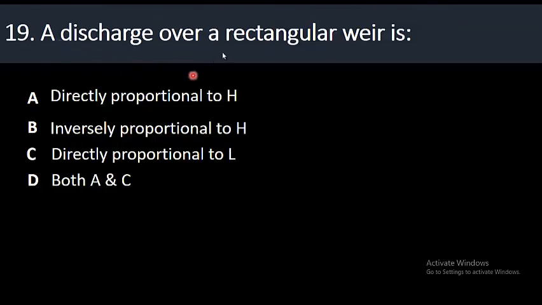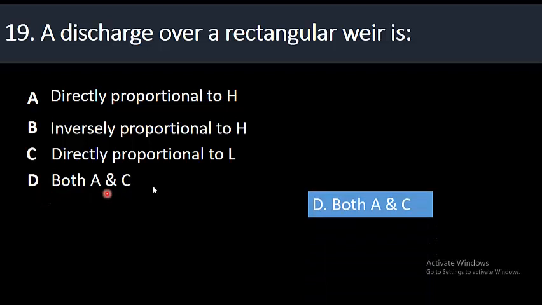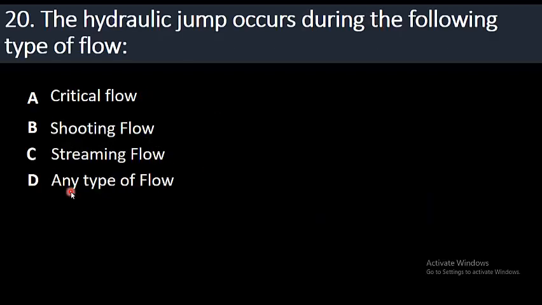Number 19: a discharge over a rectangular weir is directly proportional to h, inversely proportional to h, directly proportional to L, option D both A and C. The right answer is both A and C, option D. That is, a discharge over a rectangular weir is directly proportional to h and L. The right option is option D.